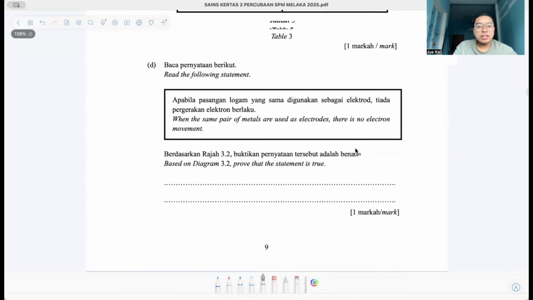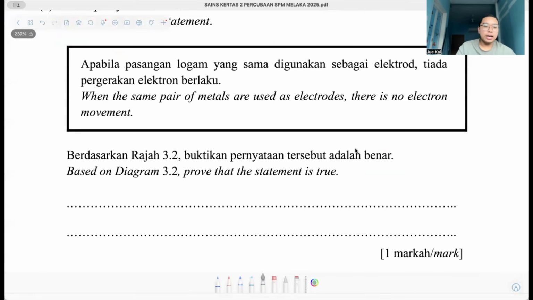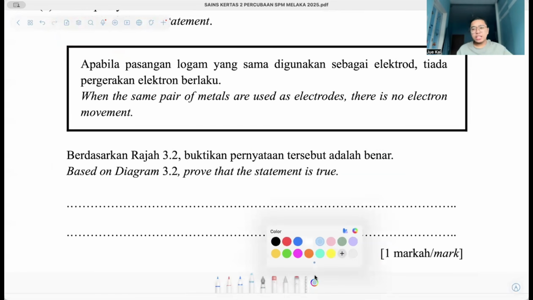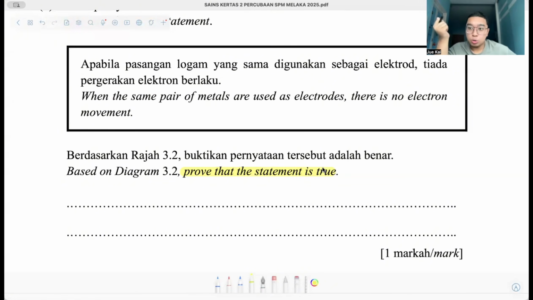Okay, let's see question D. Oh, I hate this one. It wants you to prove. I always hate proof questions. Even in maths, you want to prove. Even in science, you also want to prove. So it wants you to prove that the statement is true. Proof is easy to write, but it is the easiest question for you to lose marks. And I am the person who always loses marks at this part, just because I didn't do comparison. That's all.